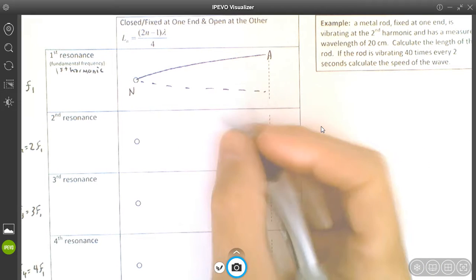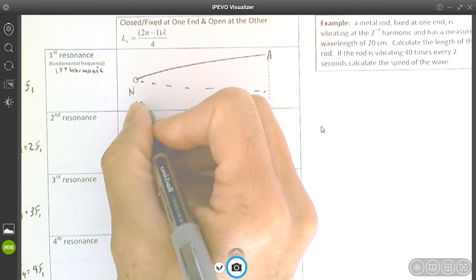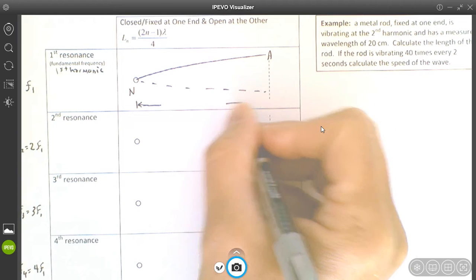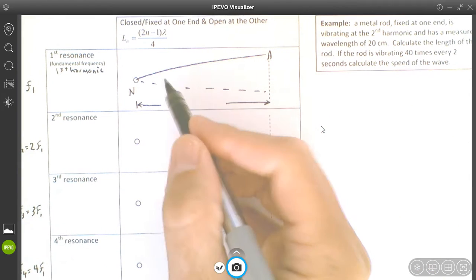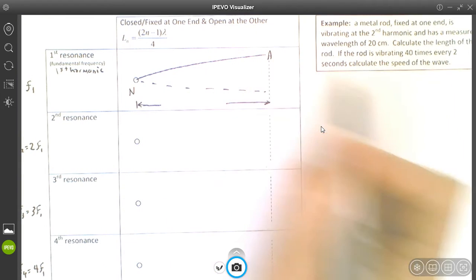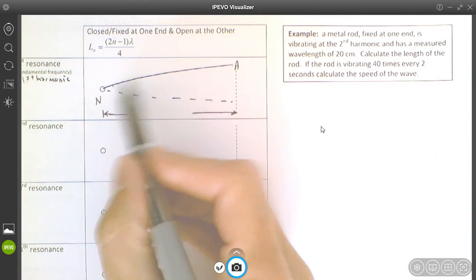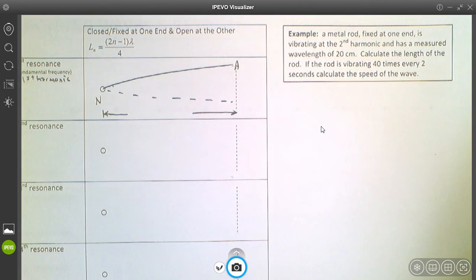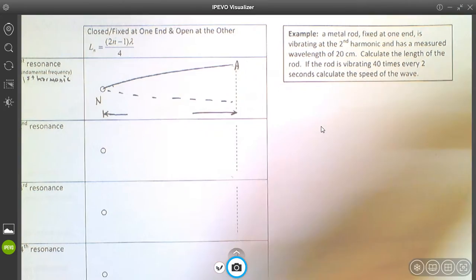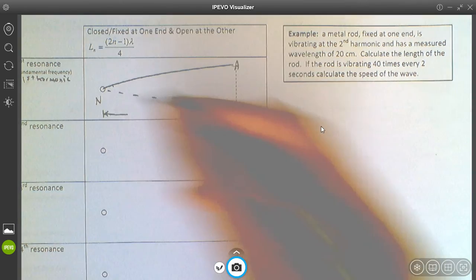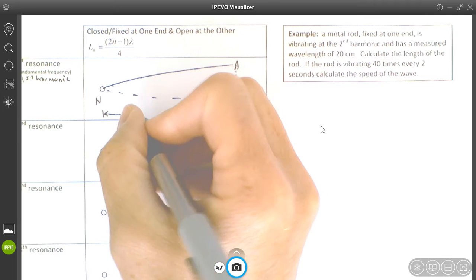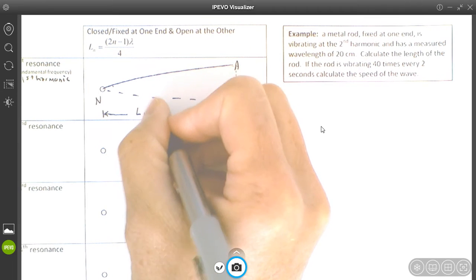Now, at this, you would say, well, how many wavelengths are in there? And so this really bothers some people, but it's okay. This hasn't even come back down. This is a massive wavelength. It's huge, right? It's got to go all the way over here. In fact, it's got to go 4 distances, because this is only 1/4 of a wavelength.